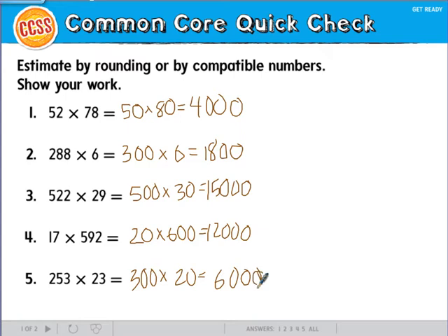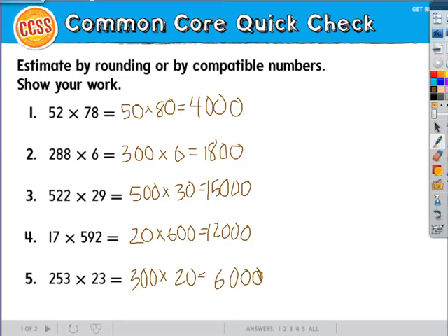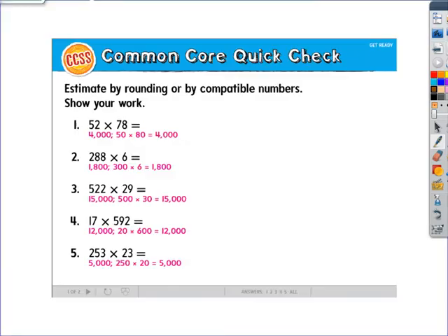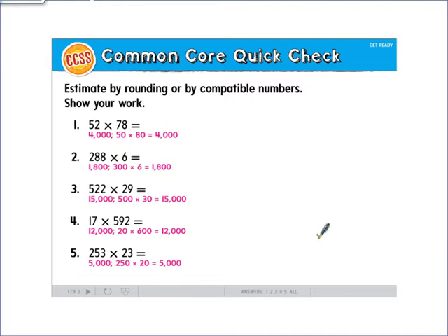Oh, I forgot a zero, huh? Yeah. There. Alright. So, now the last one. Some of you might have done 250 times 20 because it's that much closer to 250 than it is to 300. And that's fine because rounding and compatible numbers are not to find the exact number, it's to find something that's close to your number so you can check your work. Yes? Alright. So, let's move on. There it is. You can see that on theirs, down at the bottom, they did 250 times 20.